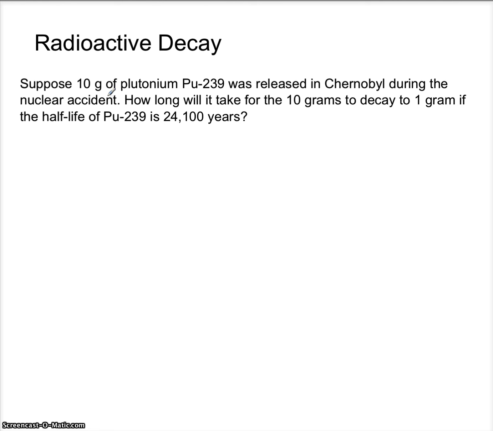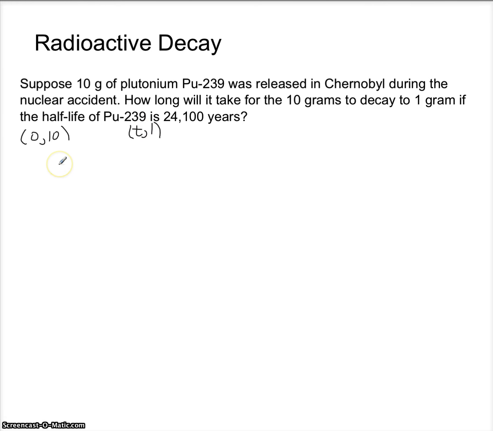Now, radioactive decay problems are a lot of fun. In Chernobyl, they dumped quite a bit of plutonium-239, unfortunately. Suppose 10 grams of plutonium-239 was released during the nuclear accident. Now, I've just told you at t equals 0, I had 10 grams of material. So my first point is (0, 10). How long will it take for the 10 grams to decay to 1 gram? So I'm going to want my final amount to be 1 gram.